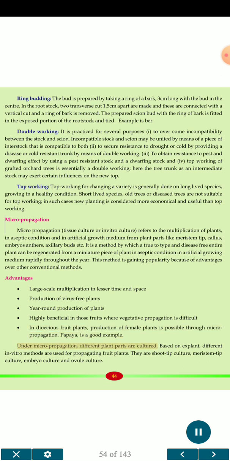Under micropropagation, different plant parts are cultured. Based on explant, different in vitro methods are used for propagating fruit plants. They are shoot tip culture, meristem tip culture, embryo culture, and ovule culture.